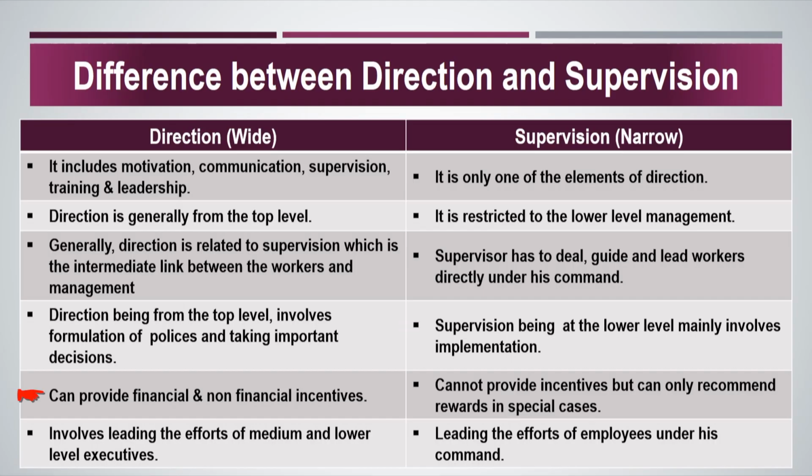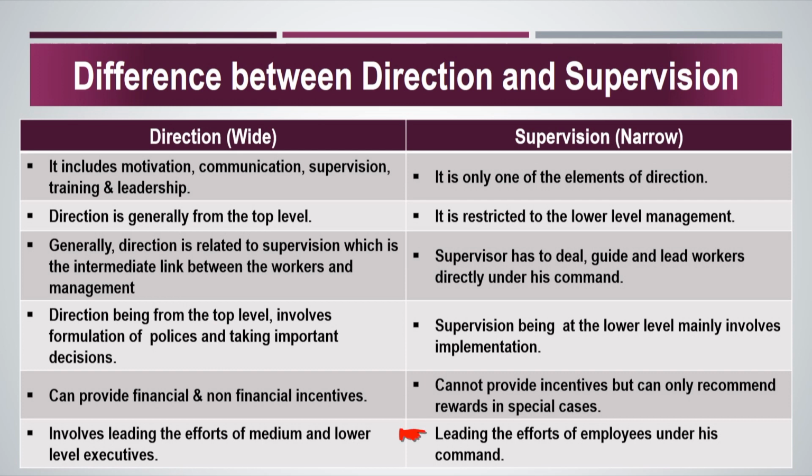Direction can provide for financial and non-financial incentives based on the recommendations of the top bosses. On the other hand, under supervision, a supervisor cannot provide incentives but can only recommend special cases which they feel are doing excellent work in the organization.